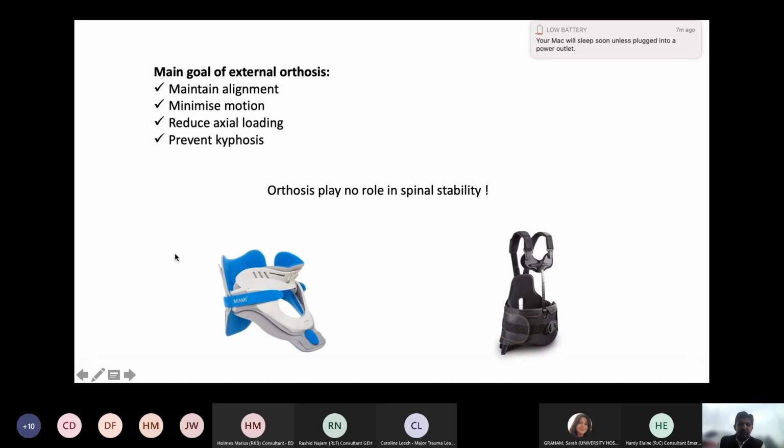What are the main goals of the external orthosis? You want to maintain alignment, minimize motion, reduce axial loading and prevent worsening of kyphosis. They do not play any role in spinal stability. Here's a Miami J collar, which is what we use. It's a Jewett brace here, which I find quite useful as well. It's not always used in all of the units.